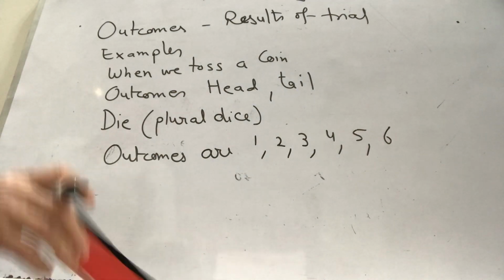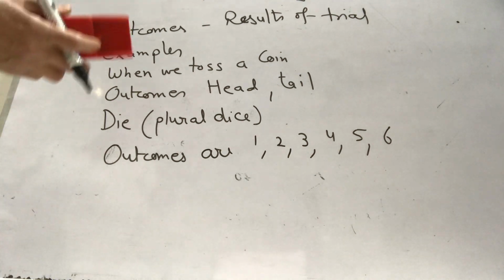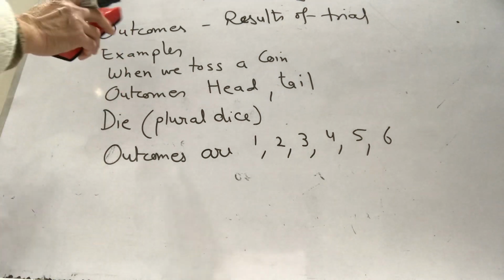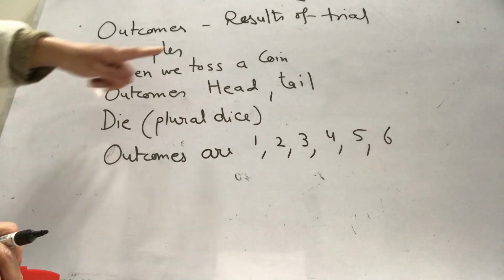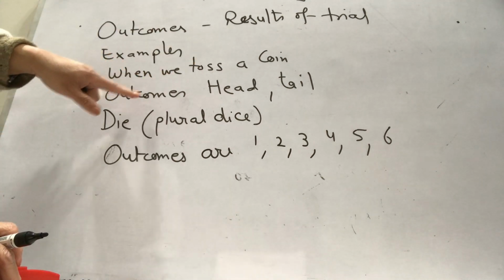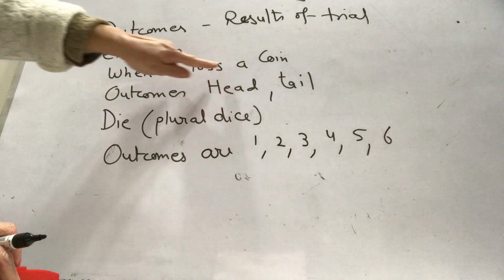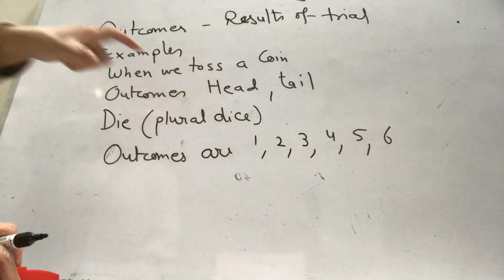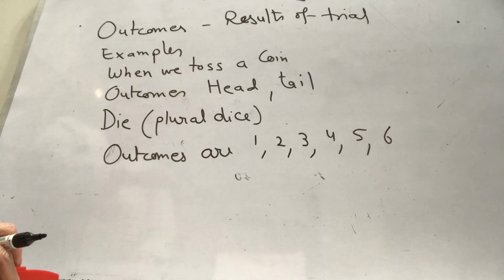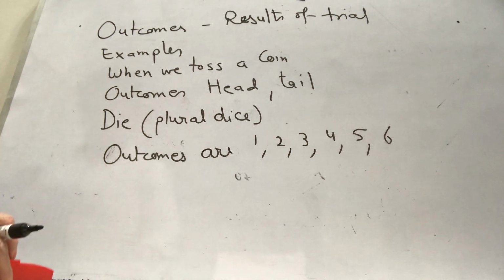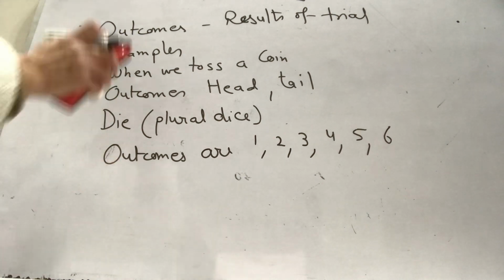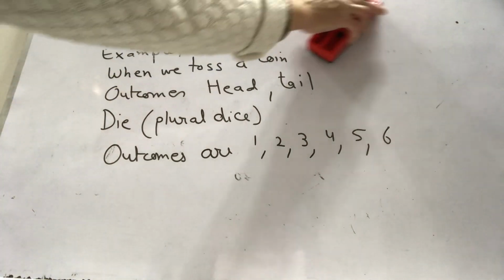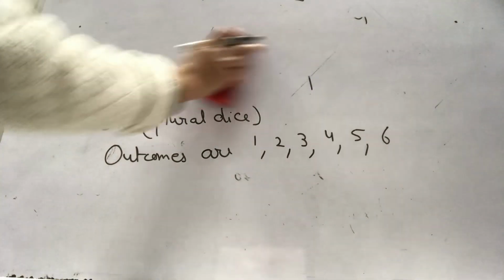So, when we talk about experiment, outcome and trial, out of this, if I am tossing a coin, I am saying I am successful if I get a head. So, getting a head is my favorable outcome. So, that favorable outcome is called your event. So, let's write about event now.